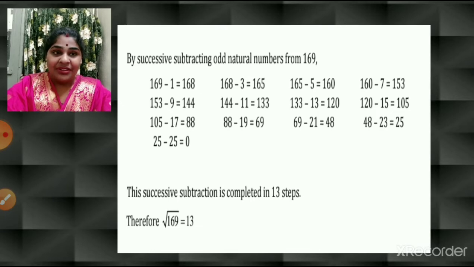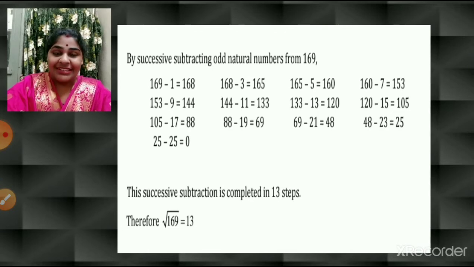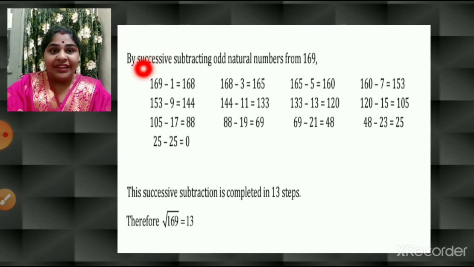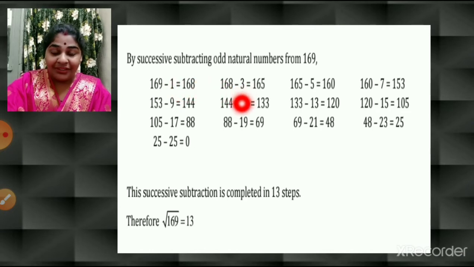Same, only here I have done it the horizontal way, there it was vertical. So whichever you feel easy, I feel vertical will be better. So you can number it and find out easily. So here again you can see we are starting from the given number 169 minus 1. You have to always start with minus 1 and then subtract the next odd numbers.